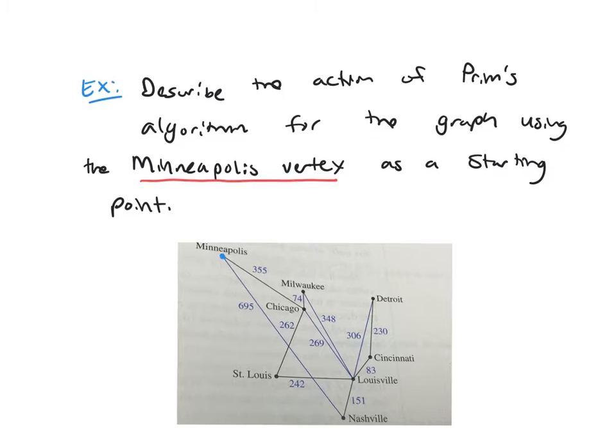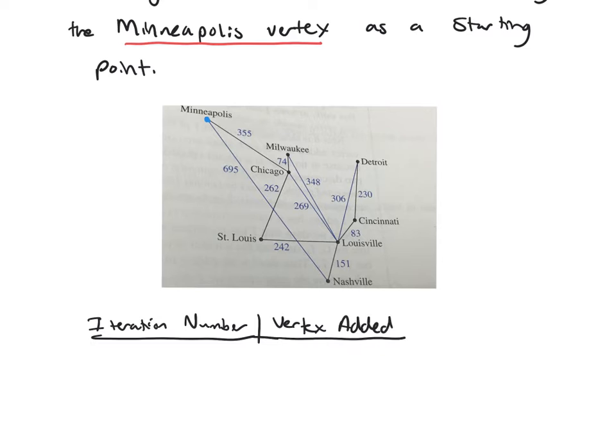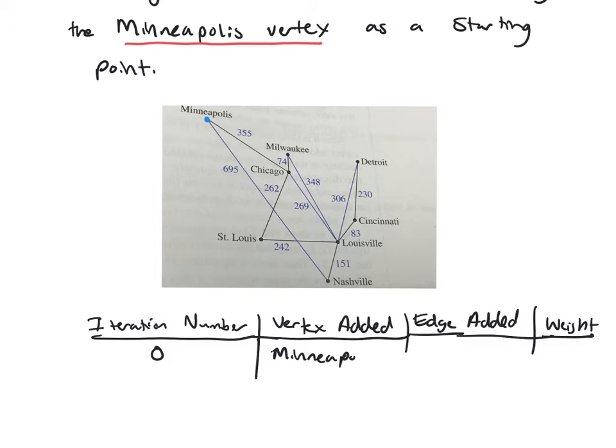And again, we want to use a table to track our process through this algorithm. So iteration number, we're going to write the vertex added, the edge added, and the weight of that edge. So when we start the algorithm, we're told we start with the vertex Minneapolis, and there's no edge yet, so we're going to leave that blank.